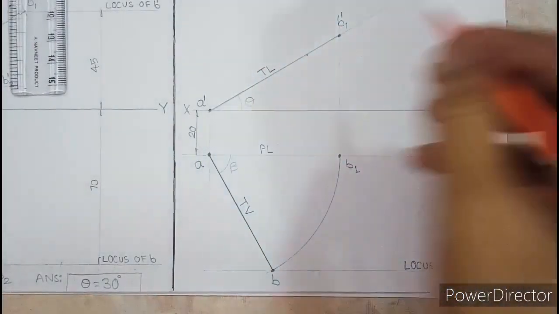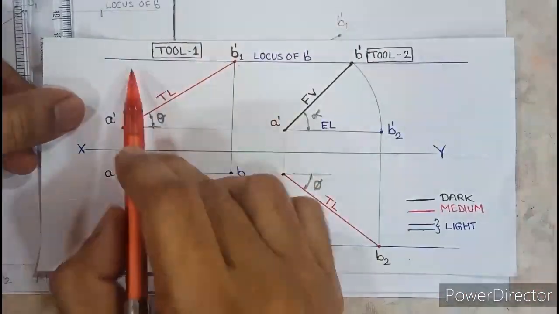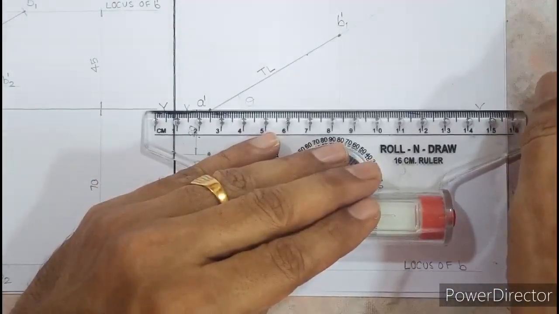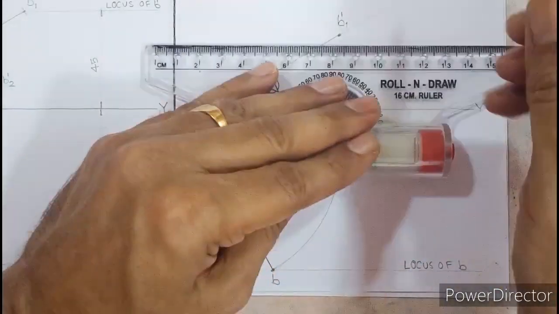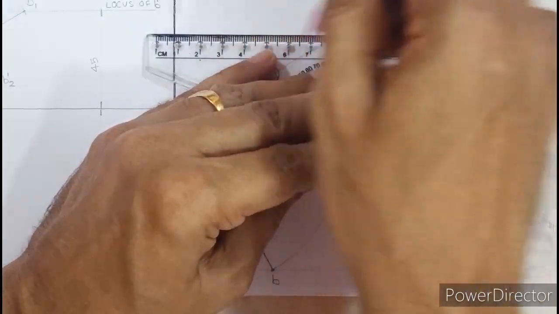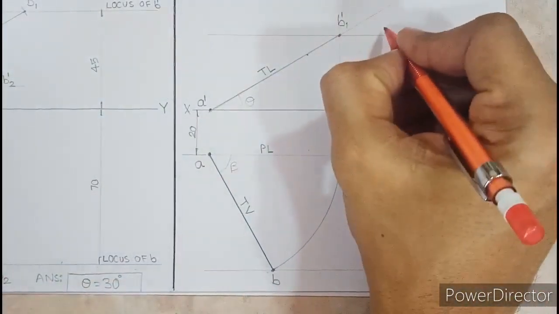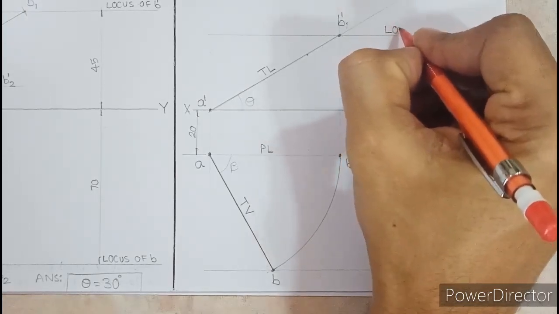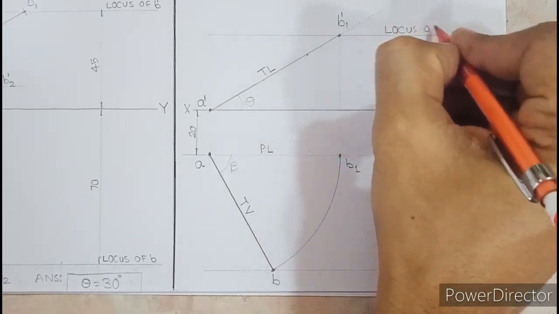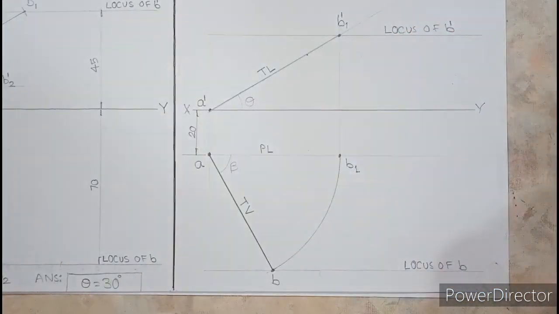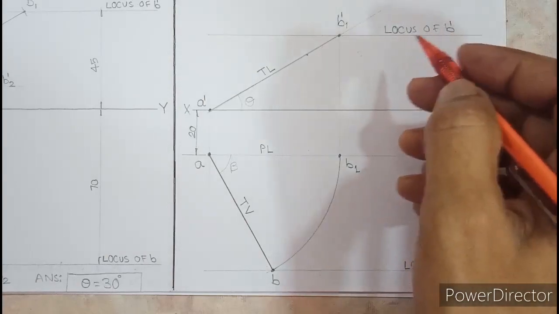Again, once you get B1 dash, we can easily draw the locus of B dash passing through B1 dash. So keeping the scale in contact with XY and moving up, we can draw a light line, and don't forget to write immediately above the line: locus of B dash. Okay, we have done that.